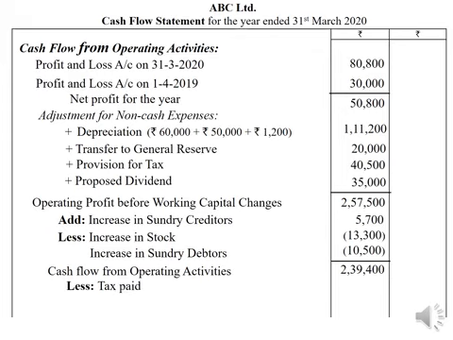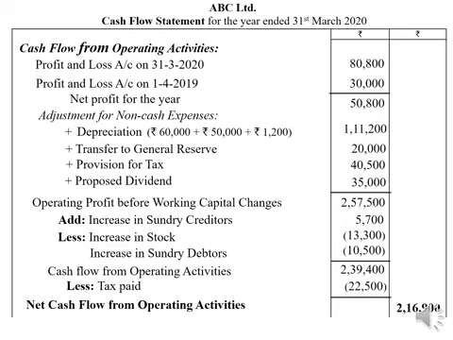Then deduct tax paid. Tax paid amount is available in the provision for tax account. The amount is rupees 22,500. Deduct it from 2,39,400 to get rupees 2,16,900 as net cash flow from operating activities. So net cash flow from operating activities amounts to rupees 2,16,900. Because of shortage of space, I am taking the further solution to the next slide.